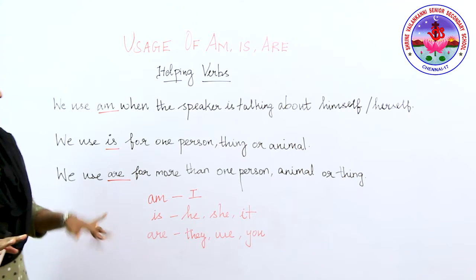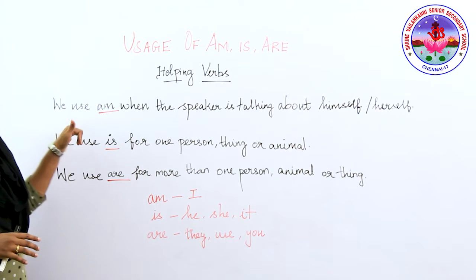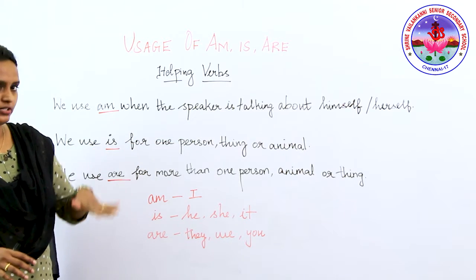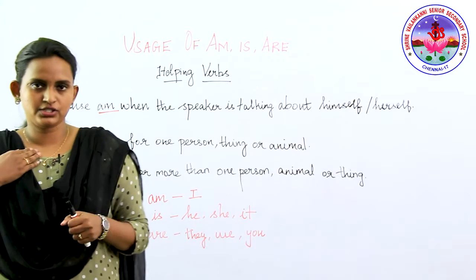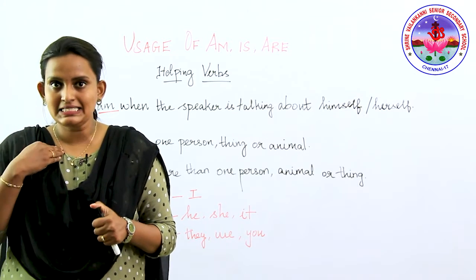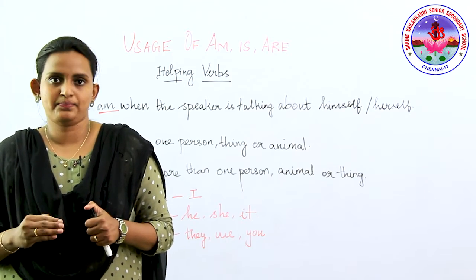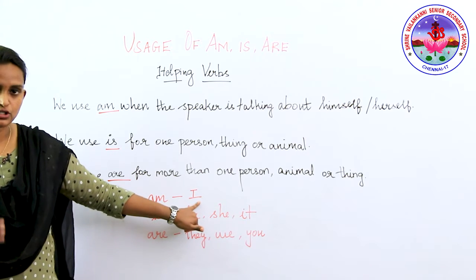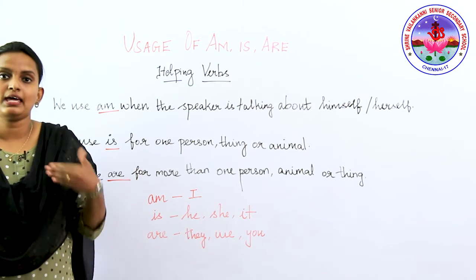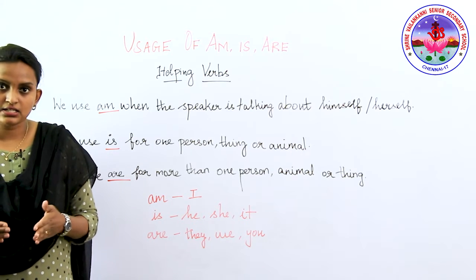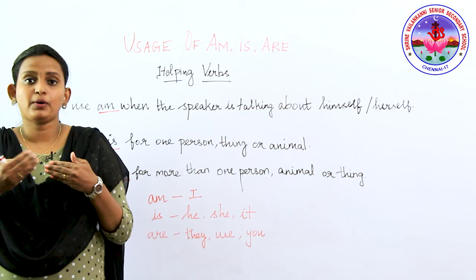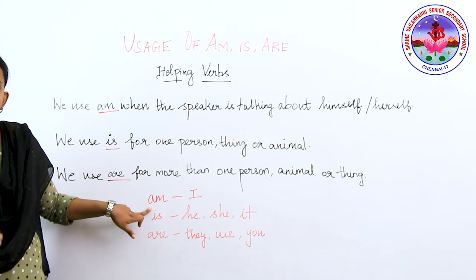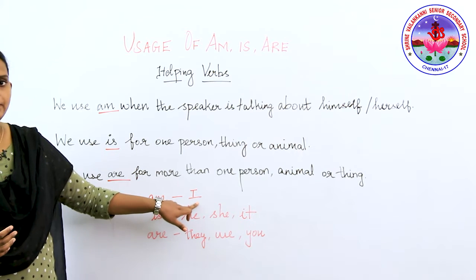Okay. So first I'll tell you where you have to use the word am. So we use am when the speaker is talking about himself or herself. Say, I'm the speaker, I'm talking to you, isn't it? So whenever I talk about myself, obviously I'll use the word am. Am is used with I. So always we'll use it like I am talking, I am walking, I am taking class. So whenever I'm the speaker, if I'm going to talk about myself, obviously I have to use the word am. And this am will be used immediately after the word I.